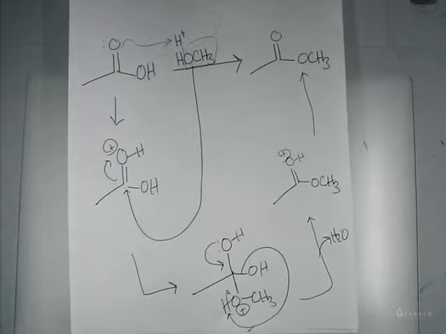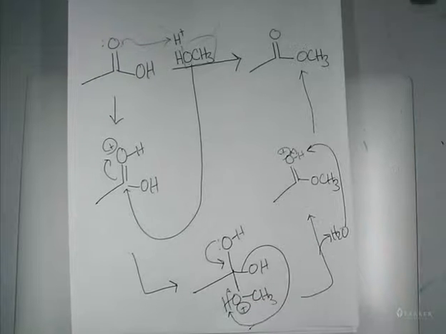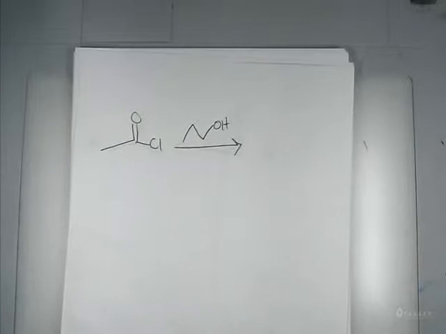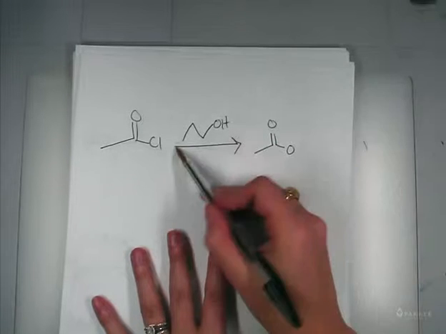What's our final step to get to our product? Yeah, take all the hydrogen, and we can just use our water that left there to grab the hydrogen off. And the other way we can make an ester, which is actually easier, is like this, and it's pretty much the same thing, except what is your leaving group in this case? Chlorine, and what will replace it? That O carbon group. So chlorine's gone, then I can put O, 1, 2, 3 carbons.